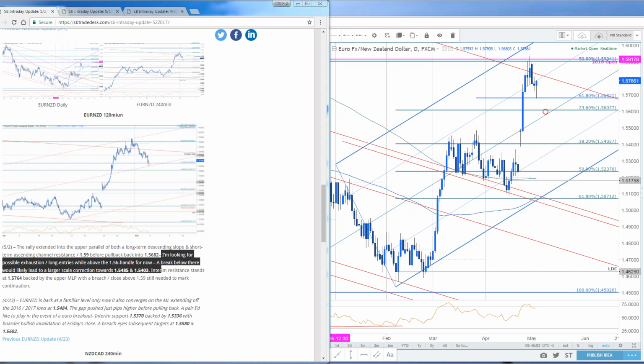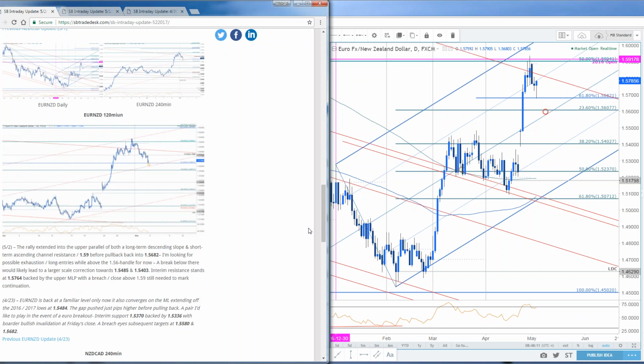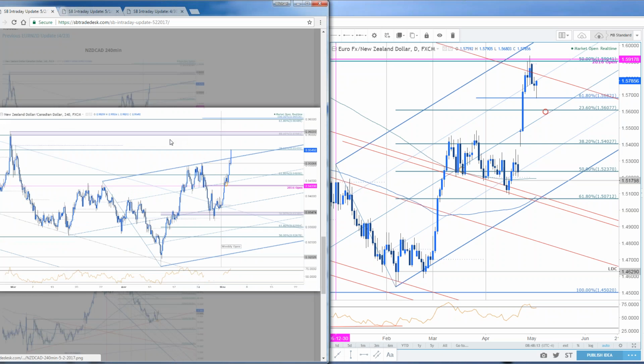That is number 4. All right, we're making good time. Kiwi CAD up on the menu next. Here's what Kiwi CAD looked like last night.